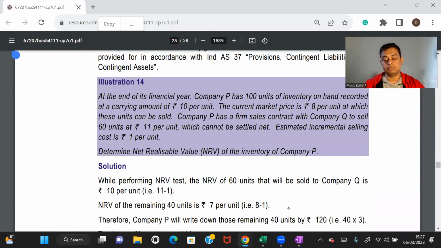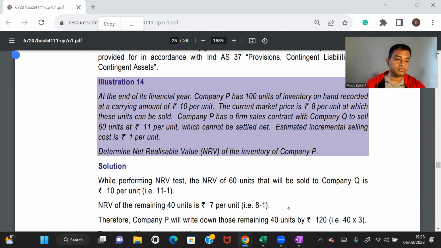The current market price is rupees 8 per unit at which these units can be sold. So can I say this 8 rupees is net realizable value? No, there is any cost to sell. That is market price. That means it is fair value. But for this particular entity, what will be the estimated selling price? It may or may not be 8 rupees. I told you at the beginning of the class itself, fair value and net realizable value are different. Fair value is market driven. Net realizable value is entity driven. You understand? Next, continue.